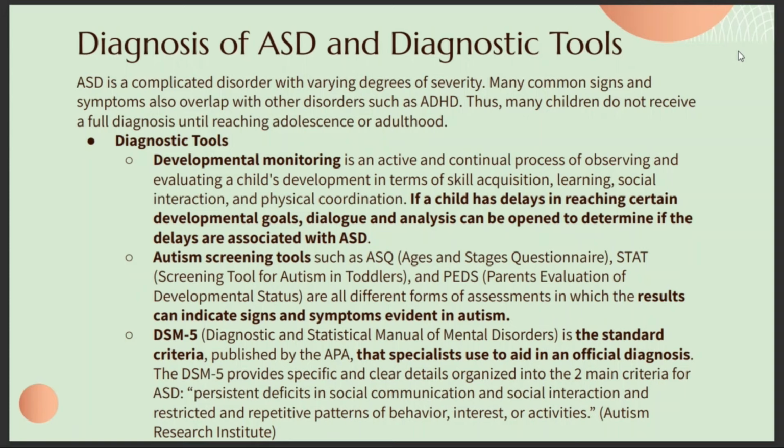So what is developmental monitoring? This is an active and continuous process of observing and evaluating a child's development in terms of skill acquisition, learning, social interaction, and physical coordination. This should be done by the pediatrician at the pediatric office, and if there's any lag, the child should be referred to a developmental pediatrician. If a child has a delay in reaching certain developmental goals, like I said before, diagnosis and analysis can be opened to determine if the delays are associated with autism spectrum disorder.